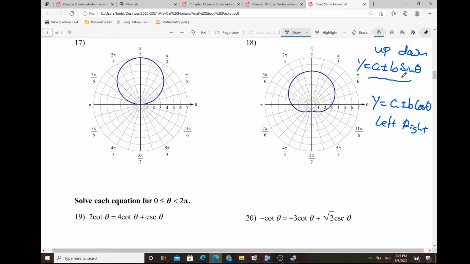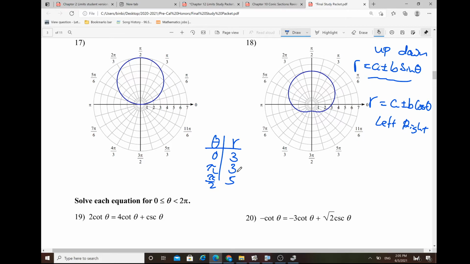Okay, so let's pick some points here. When theta equals 0, the radius would be 3. Instead of using y, we're using r. It's a polar equation. So theta equals 0, r equals 3. Theta equals pi, and also r equals what? 3. And then theta equals pi over 2, the radius here we consider all the way through 5.